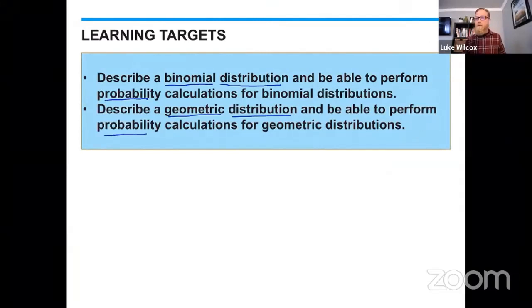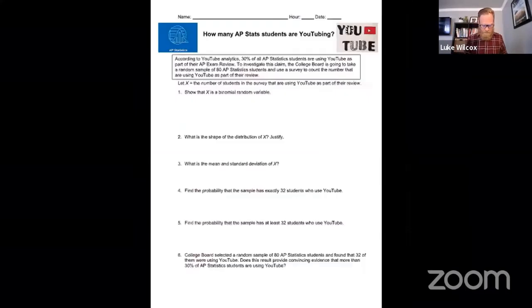So we're still under the general umbrella of probability, much of the stuff that you talked about yesterday with Mr. Murphy, but very specifically today, we're going to be talking about the binomial distribution and the geometric distribution. And I will make sure that at the end of the lesson today, we come back to these 2 learning targets to make sure that we have what we need. So let's jump right in.